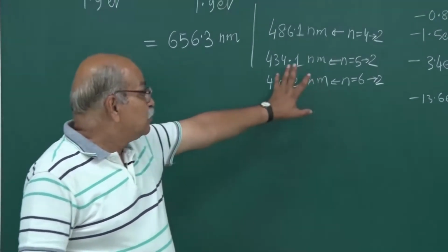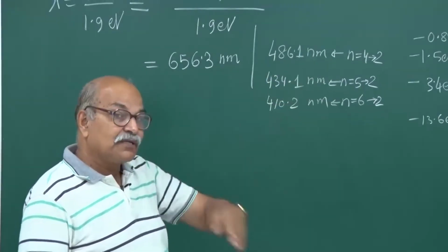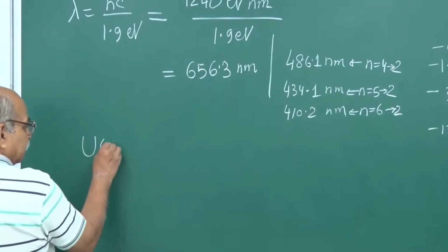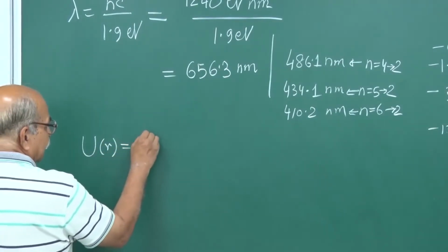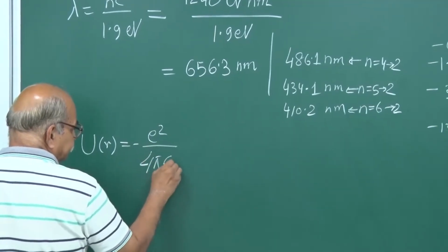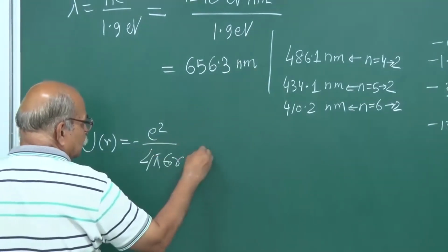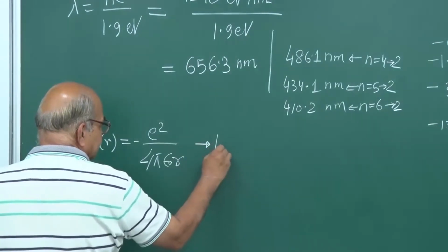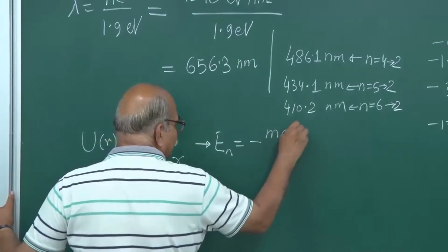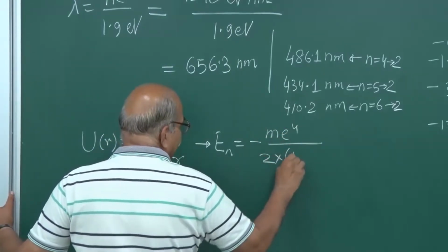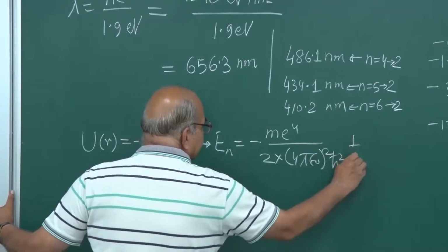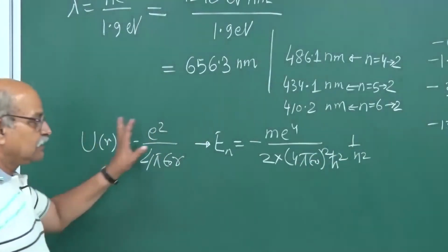So this Niels Bohr's model in terms of circular orbits, which tells you that if U of r, the potential energy, is minus e square over 4 pi epsilon naught r, then it turns out to be all those energy levels. Energies are given by that expression that I wrote, minus m e to the 4 over 2 times (4 pi epsilon naught) square h cross square n square. So this works quite well.